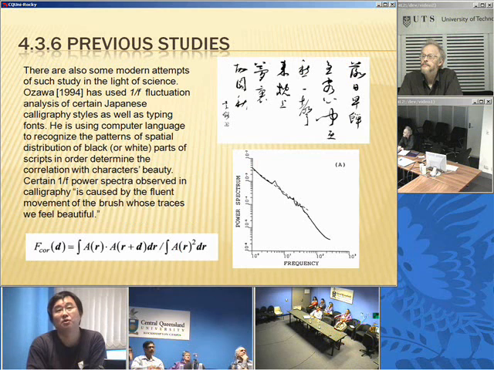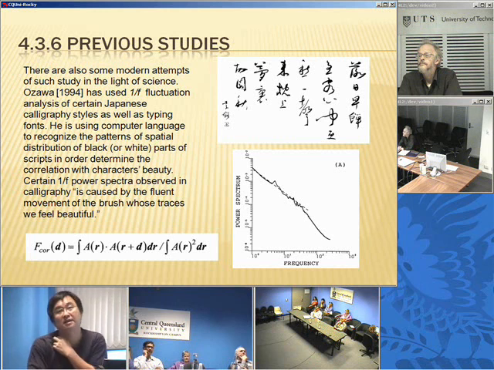And others attempt to study calligraphy in the light of science, such as this Japanese scientist trying to analyze one type of Japanese calligraphy using the one-over-f fluctuation analysis. The idea is that when the calligraphy yields a certain fluctuation pattern that falls into a certain range, this range is associated with what you get when you use the same one-over-f fluctuation analysis on human signals such as heartbeat or brain waves, when we feel pleasure and happiness, they fall into the same range.